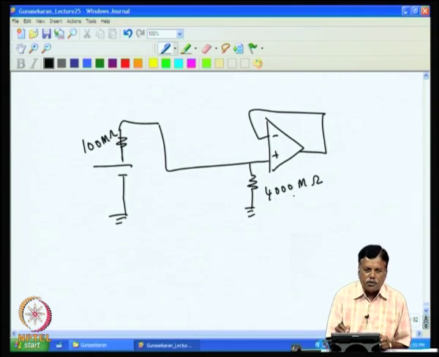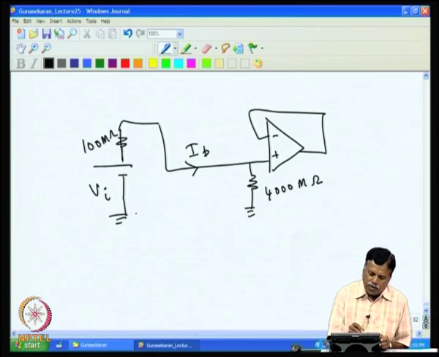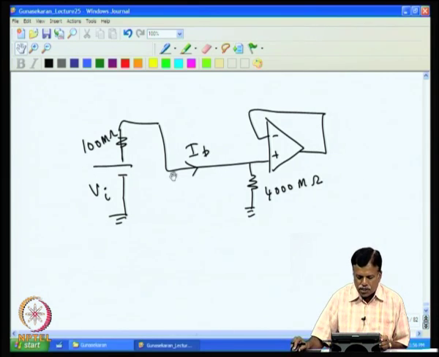Whether this 4000 megaohm is present or not, or whether this Vi is present or not, there is a bias current Ib flowing here. That bias current flowing through this will drop a voltage. Then there is a current flowing through this that is also added to it. So, totally Ib plus this current is what actually flows through this. So, one has to consider both cases for the voltage loss.